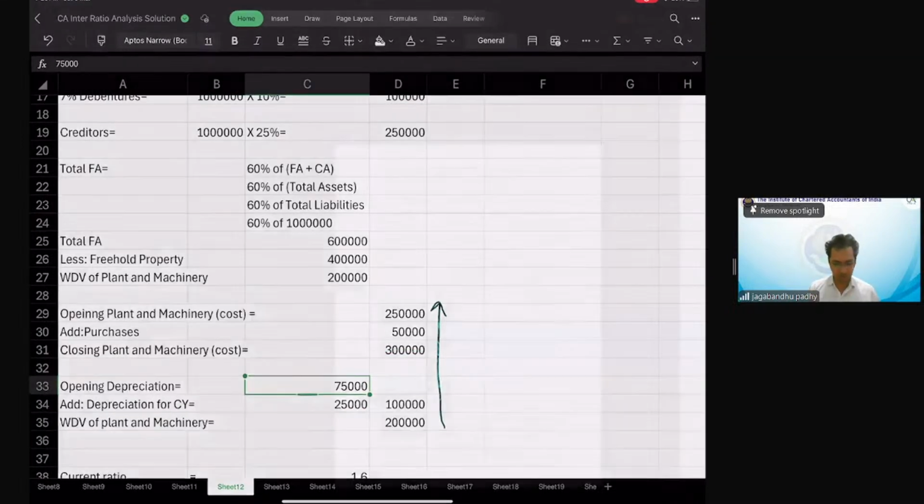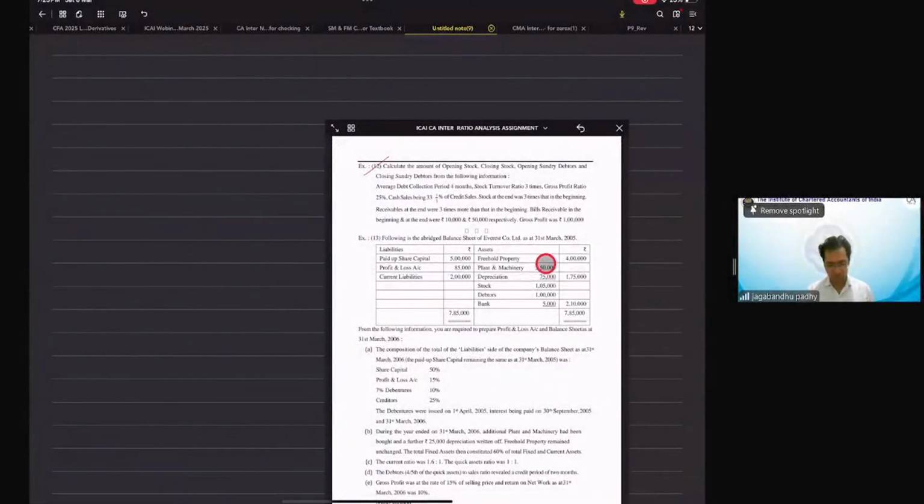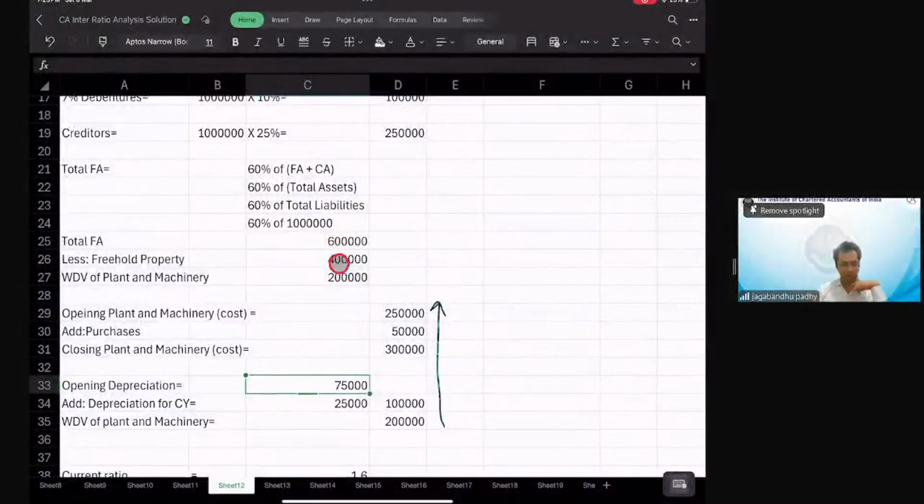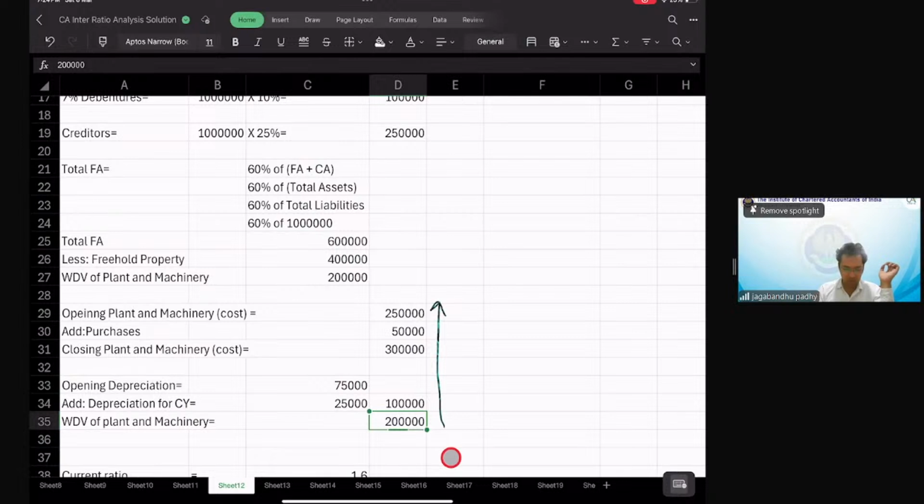Opening depreciation is given as 75,000. Opening plant and machinery value is 2 lakh 50. So when we do the WDV of plant and machinery, that's going to be like 2 lakh. If it is 2 lakh and your purchase was 50,000, closing plant and machinery will be 3 lakh. And if you want the WDV to be 2 lakh, total depreciation should be 1 lakh, which means that your depreciation is going to be 25,000.